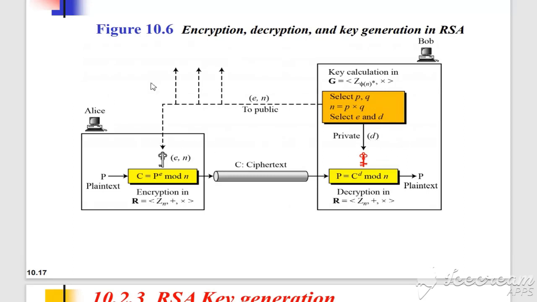Here you can see Alice gets that E and n, and with the help of this E, she encrypts the message and gets a cipher text. The cipher text is sent to Bob, and Bob, with the help of that private key, can decrypt the message and retrieve the plain text.